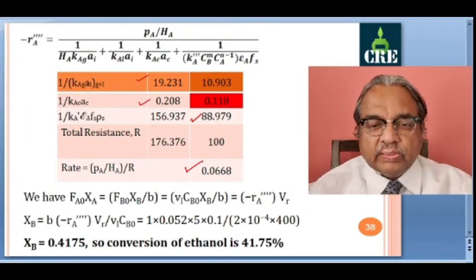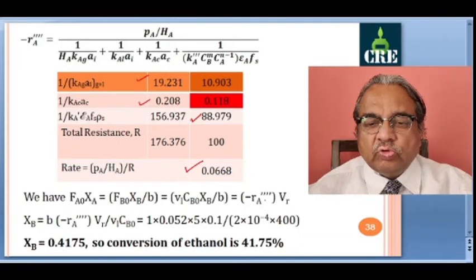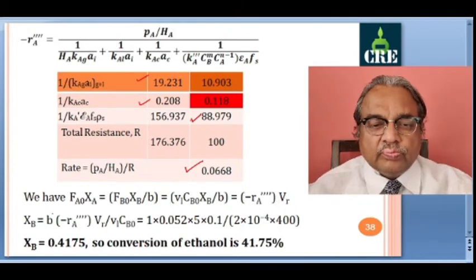So Fa0xa is equal to Fb0xb by B. Fb0 is again Vl into Cb0. So that multiplied by xb into B is equal to minus Ra 4 times prime into Vr. So xb can be calculated as B times minus Ra 4 times prime Vr by Vl into Cb0. B is 1.